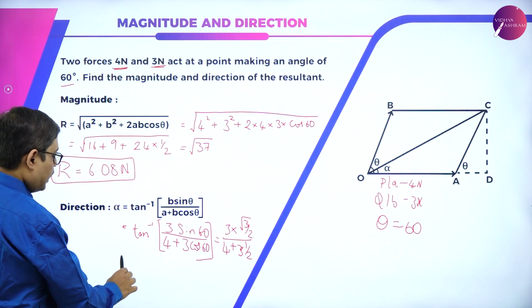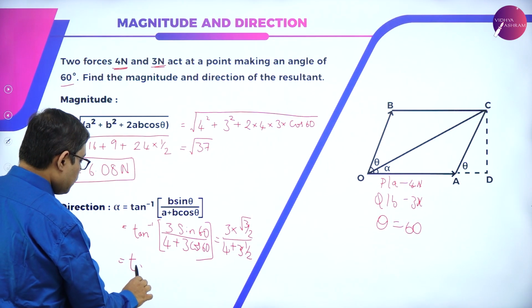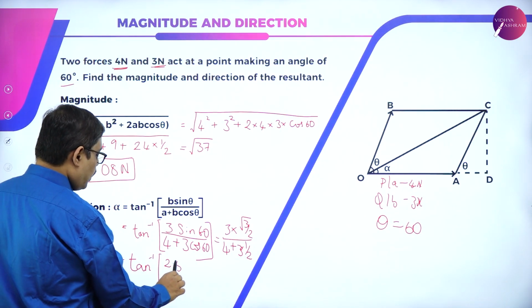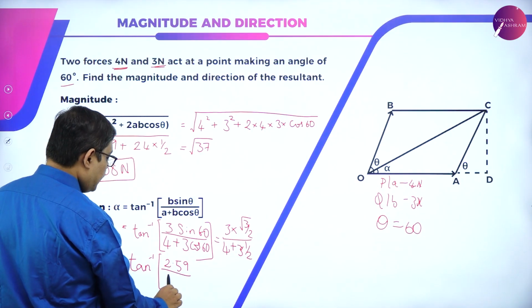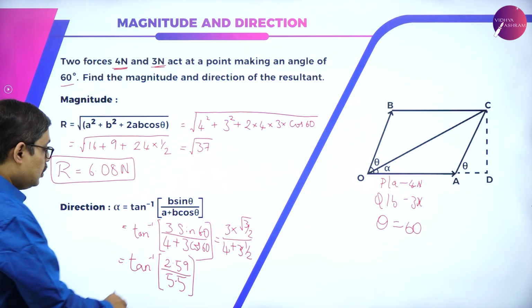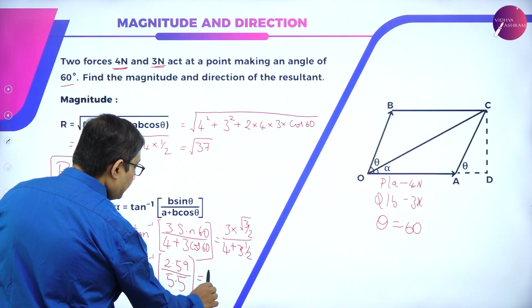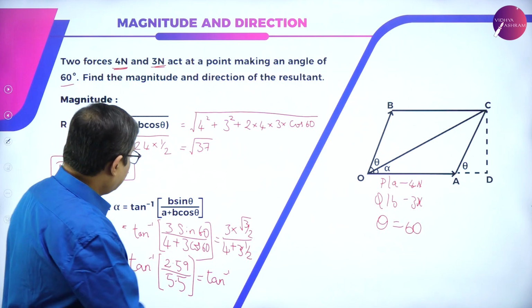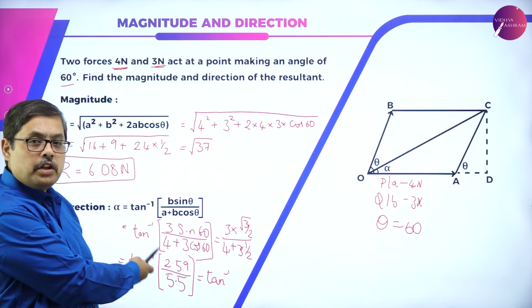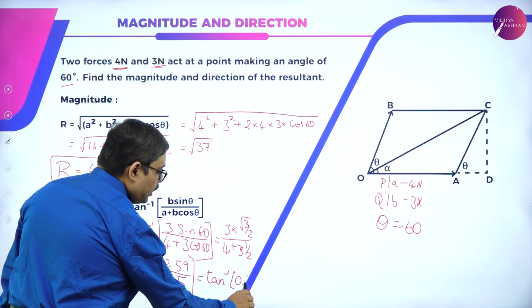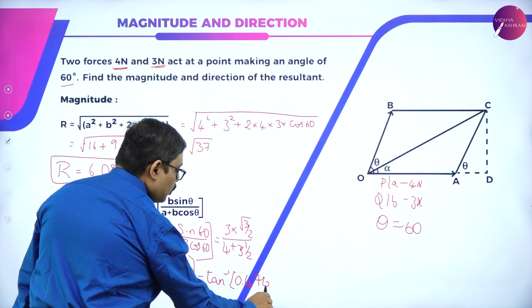So what do we get? We get this to be tan inverse of 2.59 by 5.5. You get this to be, use your simple calculators please. Use your simple calculator and find out what is the value of this term. You get this as tan inverse of 0.4742.